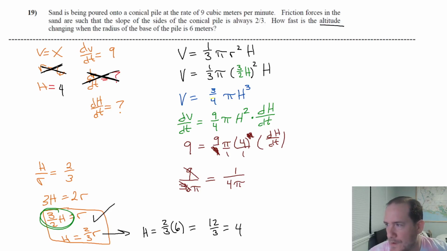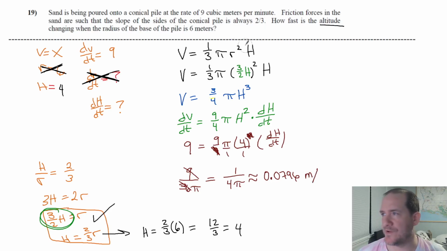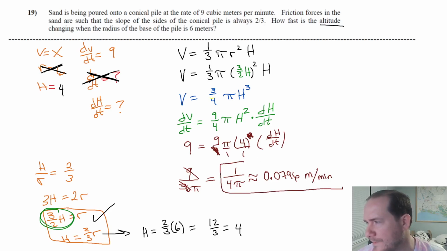So if I go to the calculator, I can do 1 divided by 4 pi. And that'll be 0.0796. And this is the rate of change of the height again, so it's not going to be cubic meters, it'll just be plain old meters. But it is a rate of change, so it'll be meters over time, and time here is minutes. Sometimes it's seconds, sometimes it's hours. This one happens to be minutes. So there you go. There's the final answer to that one.